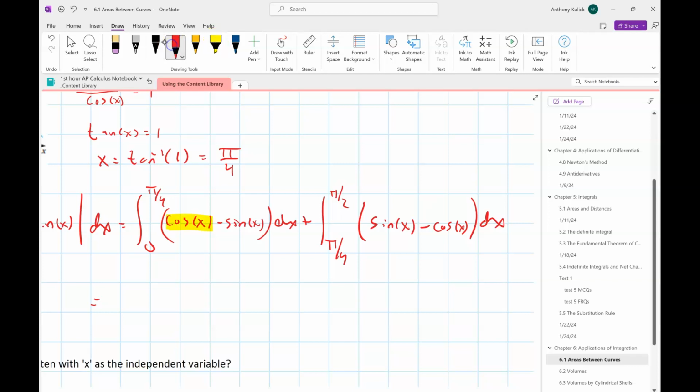Right? Antiderivative of cosine x. Nope, the derivative of cosine is negative sine x. Or negative, yeah. This is just positive. And then what's the antiderivative of negative sine x? Cosine x.